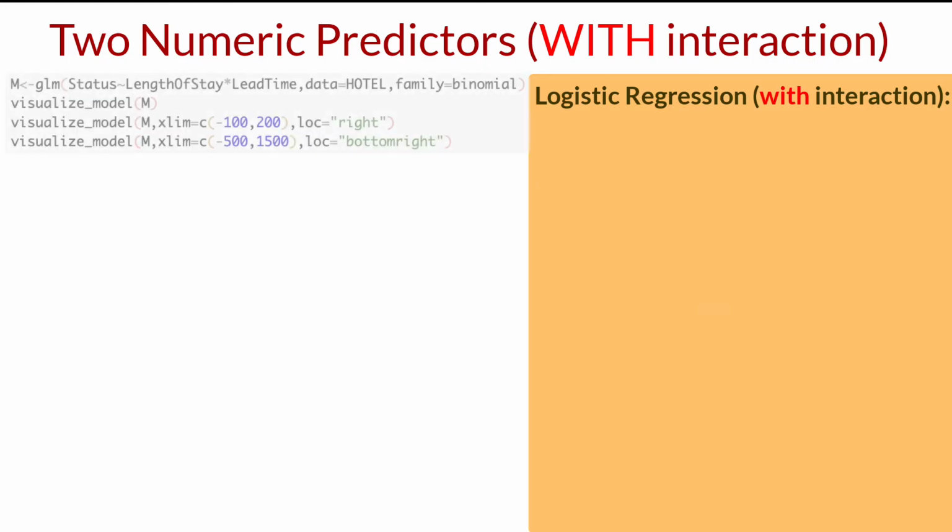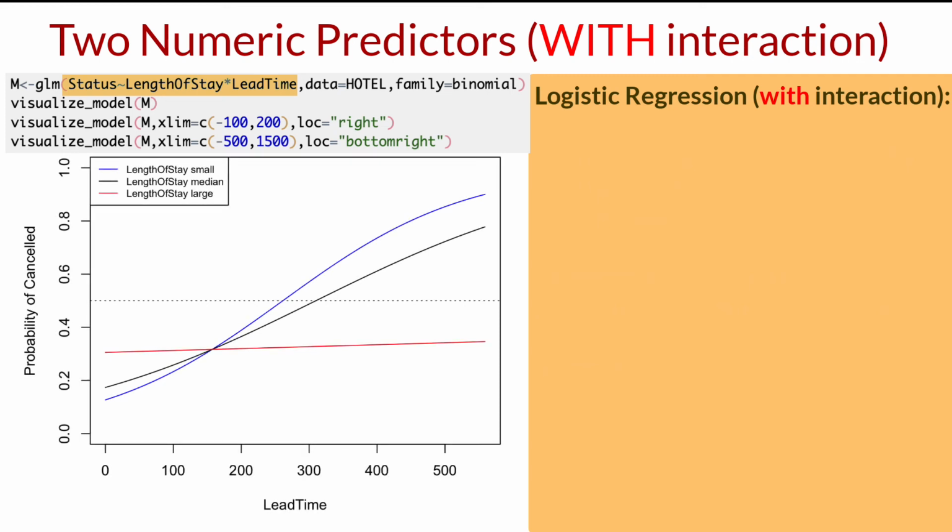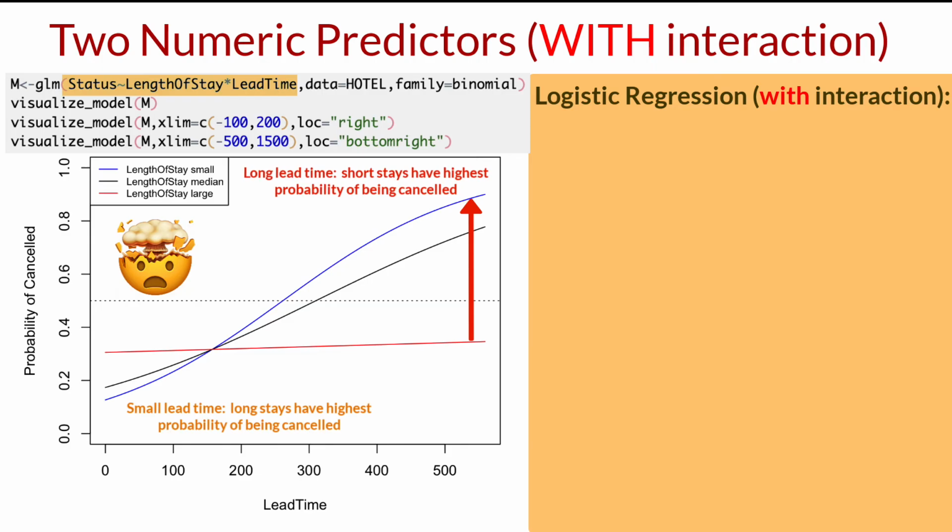Let's try predicting the status of the reservation based on the length of stay, its lead time, and the interaction. So separating the predictors by a multiplication symbol in the formula and visualizing it, well, wow, what a story here. First, let's look at the relationship between the cancellation rate and the lead time. For small lead time, last-minute bookings with a long length of stay, well, those have a higher cancellation rate than bookings with short stays. But this flips for longer lead time reservations. When the lead time is a couple hundred days, now short stay bookings have a much higher probability of being canceled than long stay bookings.